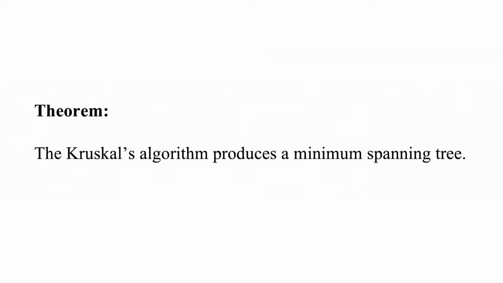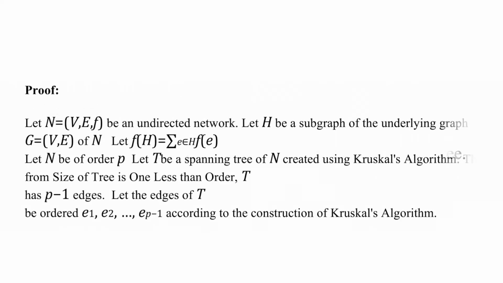We shall now study Kruskal's algorithm to find a minimum spanning tree of a graph. Let us see the theorem. Kruskal's algorithm produces a minimum spanning tree. The proof is given as such. Let N, equal to the set of vertices, edges and the function f connecting the set of vertices and edges, be an undirected network.